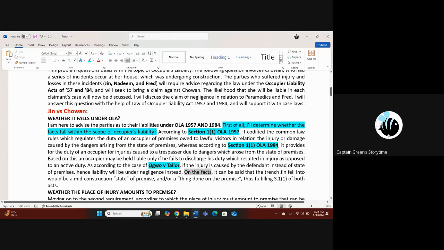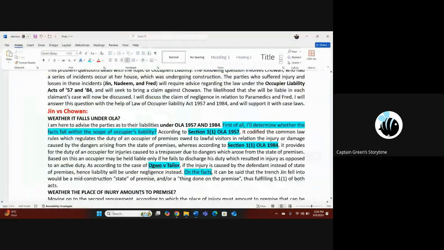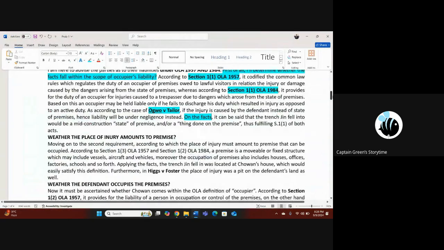On the facts, applying the facts to the case and the two laws, it can be said that the trench Jin fell into would be a mid-construction state of premises. Okay, it is due to the state of premises, thus fulfilling Section 1 of both Acts. Before considering whether it falls into 1957 or 1984, we studied that according to the facts, the injury caused to Jin is due to the state of premises. Thus, it falls under OLA. Okay, moving on. Our second step will be whether the place of injury amounts to premises or not.